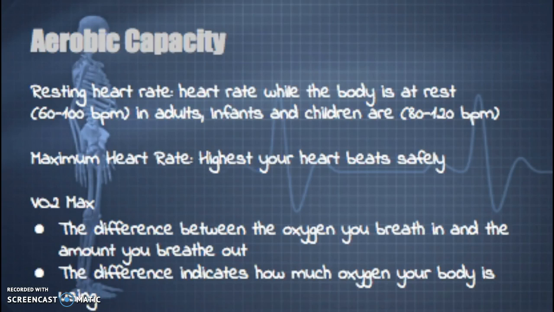But really what we're trying to find out is the difference between the amount of oxygen we're breathing in and the amount that we breathe out. That difference indicates how much oxygen our body is using. So if we breathe in 100 milliliters of oxygen, what is the amount that we're breathing out? That difference is going to be the amount of oxygen that is transported through our blood, our circulatory system, to our muscles to create energy to sustain our activity.